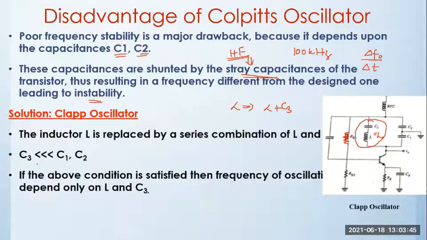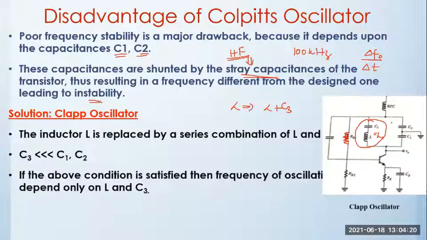Okay. So if the above condition is satisfied, then the frequency of oscillation in this case will depend only on these values L and C3. It won't depend on C1 and C2. If it would depend on C1 and C2, the frequency would change because C1 and C2 values were changed due to stray capacitance effect. So there would be stray capacitances added. It would come in parallel across this and it would change those C1 and C2 values.